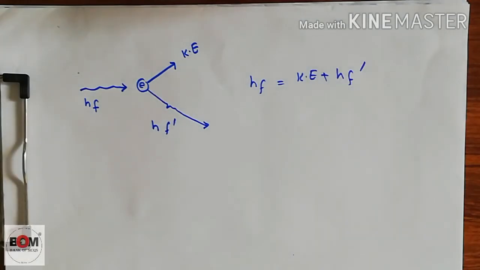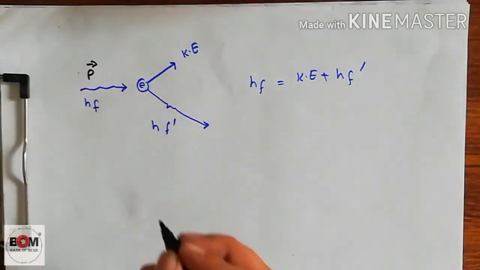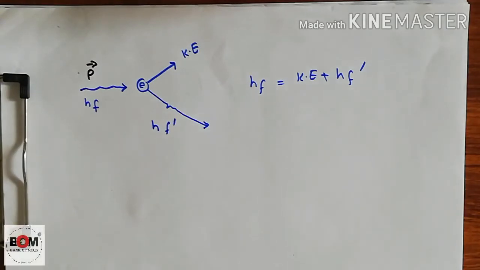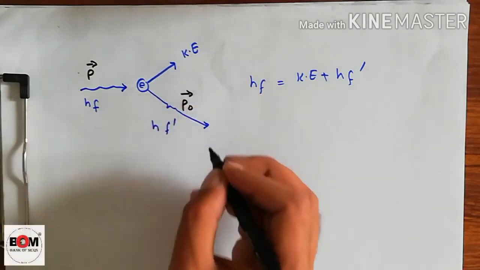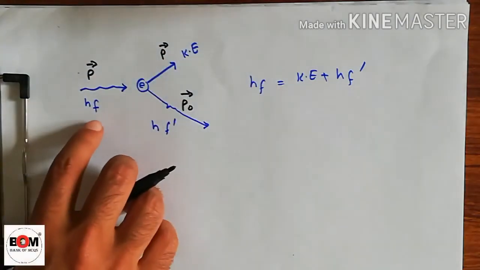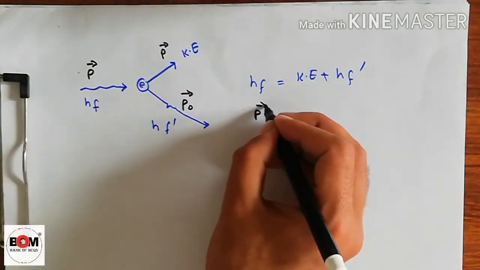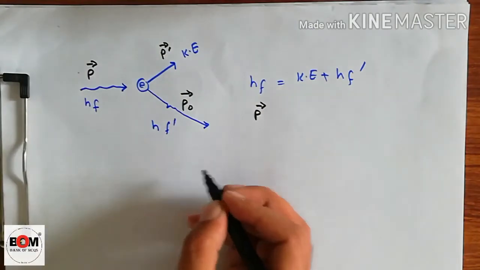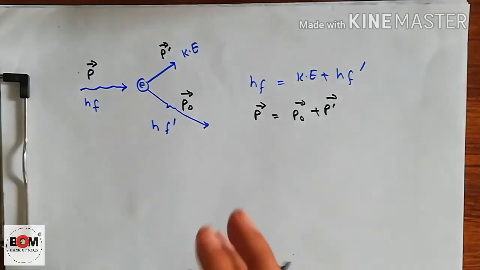The next is that conservation of momentum will also occur. For example, if P dash is the momentum of the scattered wavelength, P naught is the momentum of the incident photon, and P is the momentum of the electron, then according to conservation of momentum, P naught is equal to P plus P dash. So this is the conservation of momentum.